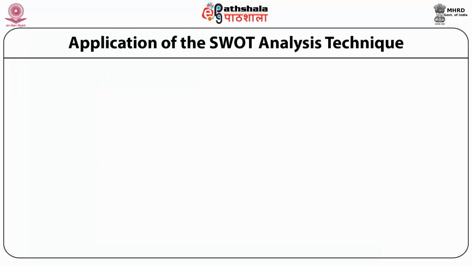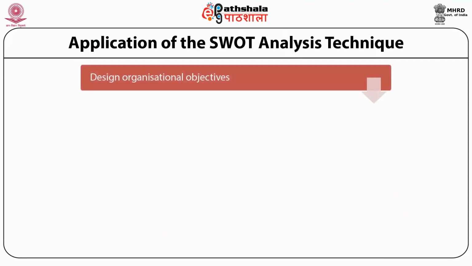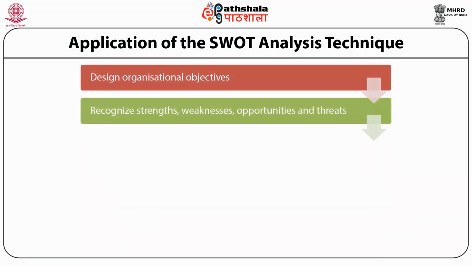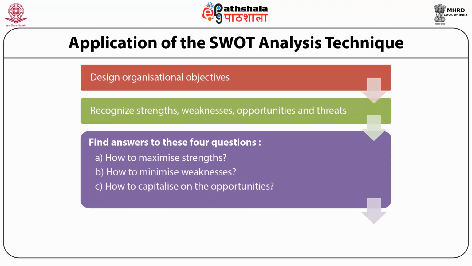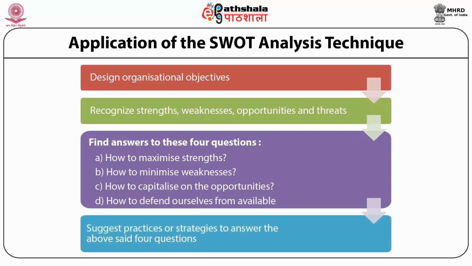A simple application of the SWOT analysis technique involves four main steps. The first one being designing organizational objectives, recognizing strengths, weaknesses, opportunities, and threats for an organization. Find answers to four questions. Now, what are these questions? How to maximize strengths, how to minimize weaknesses, how to capitalize on the opportunities, and how to defend ourselves from available threats. There are suggested practices or strategies to answer all these four said questions.